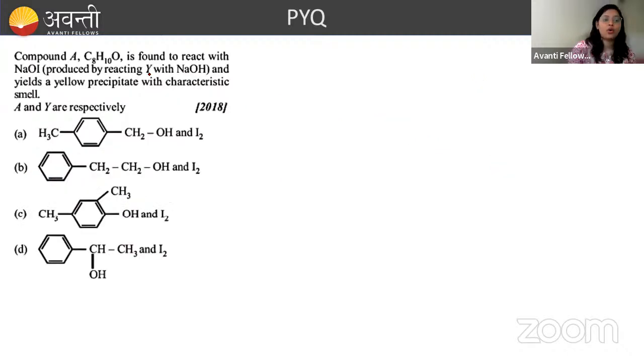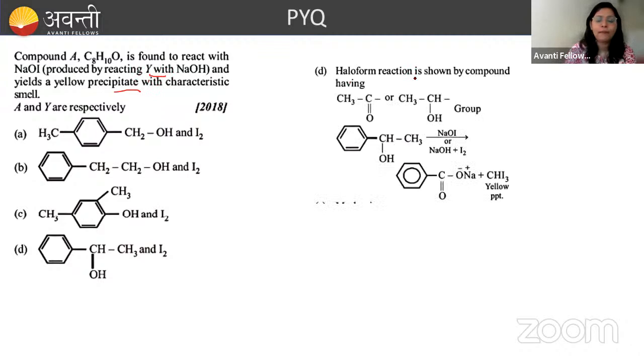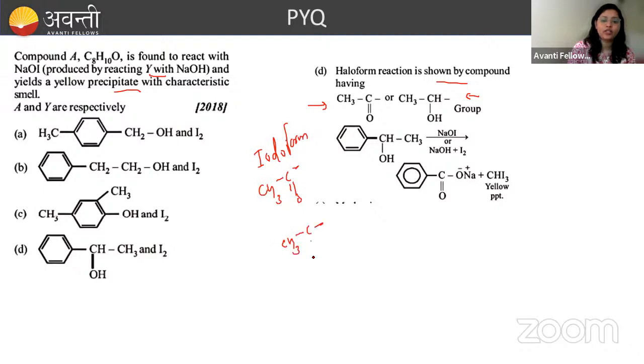Produced by reacting Y with NaOH and yields a yellow precipitate with characteristic smell. What is A and what is Y? Okay, so we need to find out A and Y. So यहाँ पे you can see haloform reaction is shown by the compounds having this type of group as well as this type of group. उनको क्या होता है, हम लोगों ने अभी देखा आइडोफॉर्म टेस्ट में. ठीक है, जो हमारे CH3CO ग्रुप कंटेन करते हैं as well as CH3CHOH ग्रुप कंटेन करते हैं. ओके, कीटोइनल फॉर्म में है यहाँ पे. तो ये जब मॉलिक्यूल में प्रेजेंट होते हैं ना CH3CO और CH3CHOH, then they show the iodoform test.